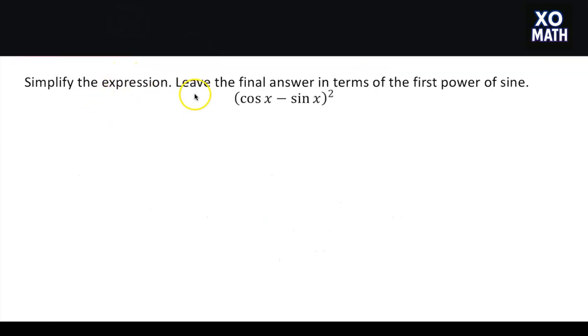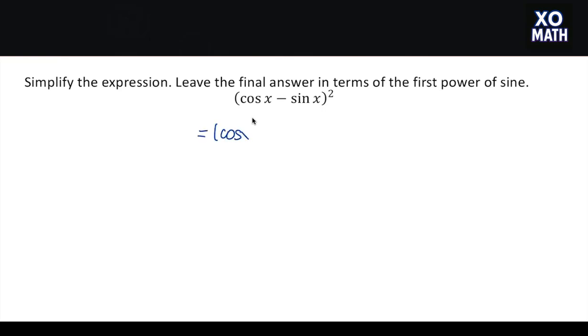Once again, we want to simplify the expression, but this time we're going to leave our final answer in terms of the first power of sine. So right now we have the quantity cosine x minus sine x all squared. And you might be thinking, well, sine is only to the first power, but because we're going to square this whole quantity, we definitely have more than one term that's going to involve a trig function to a higher power. So let's start by expanding this out.